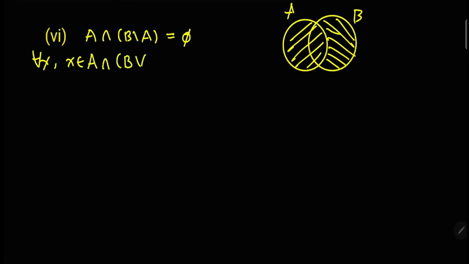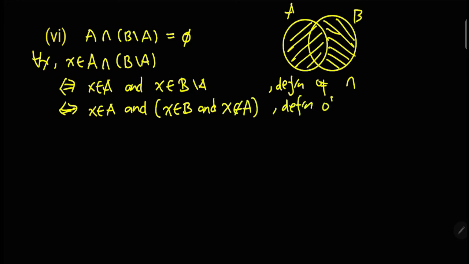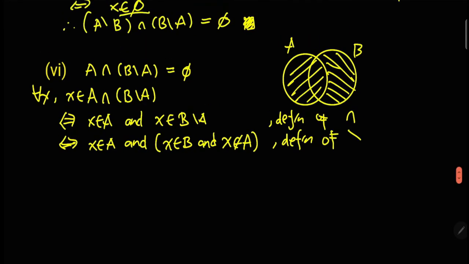A intersection B except A, what does it mean? By definition, that means that x is in A and x is in B except A. So that's the definition of the intersection. Now applying the definition of the complement, we have x is in A and the compound statement x is in B and x is not in A. Definition of complement.